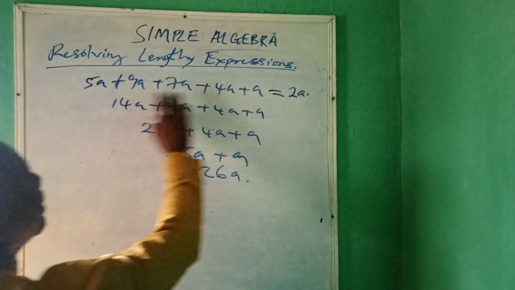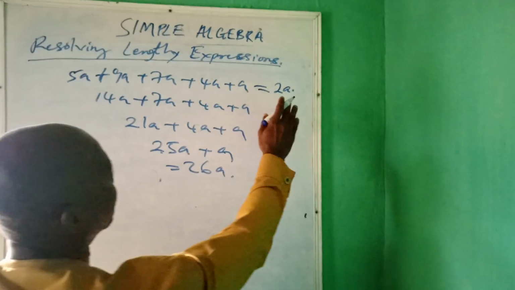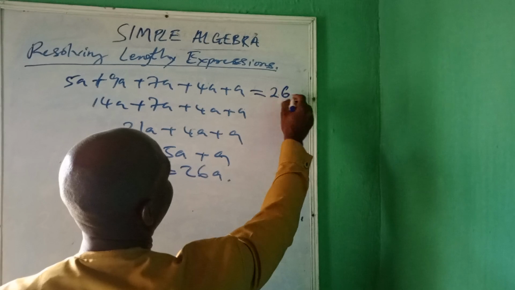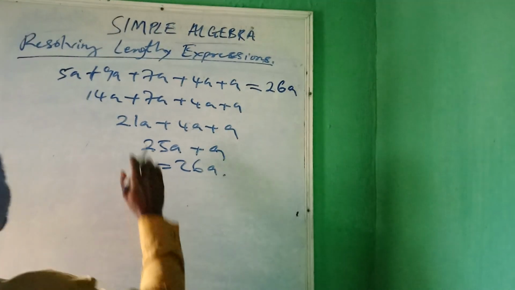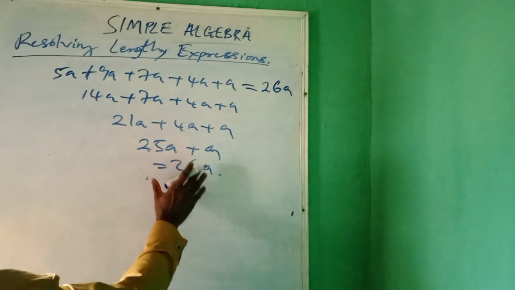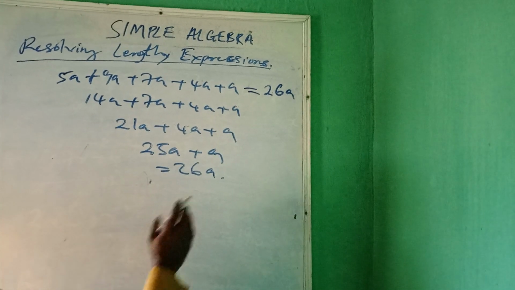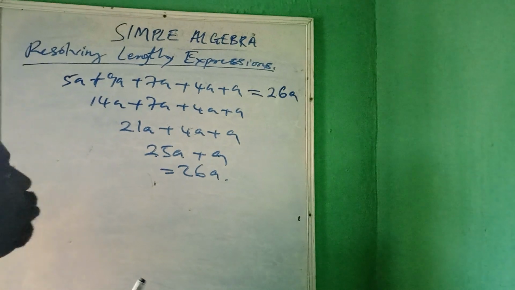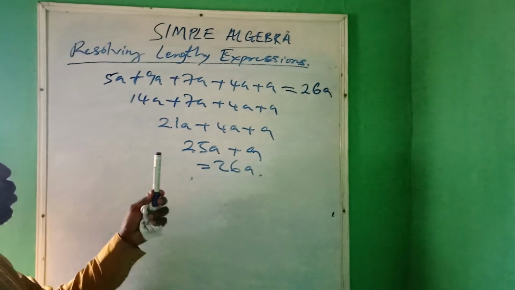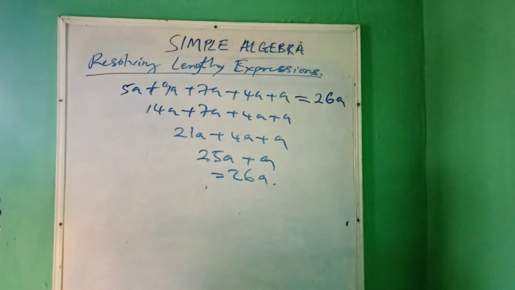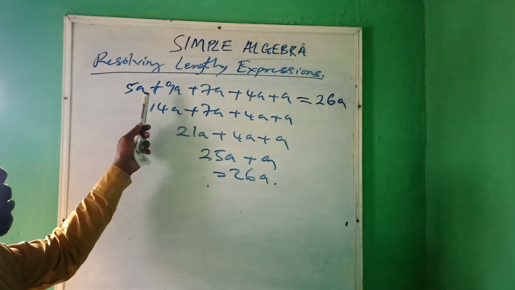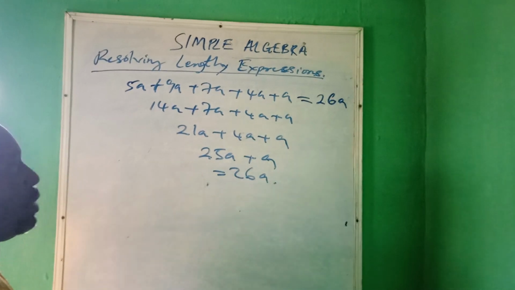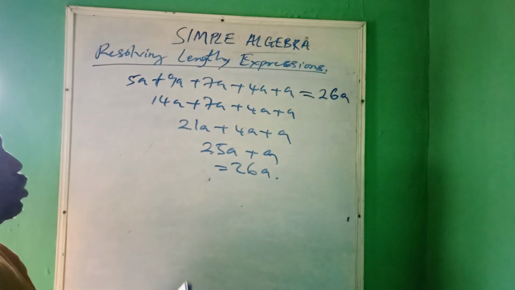Some people like taking it sequentially like this. Okay, we have 26A here. To add these numbers, to have your 26A, while some will take it this way to have their answers. Any way you want to do it, you just be fine with it. And now we are going to look into the same resolving lengthy expression, but now we are going to do subtraction.